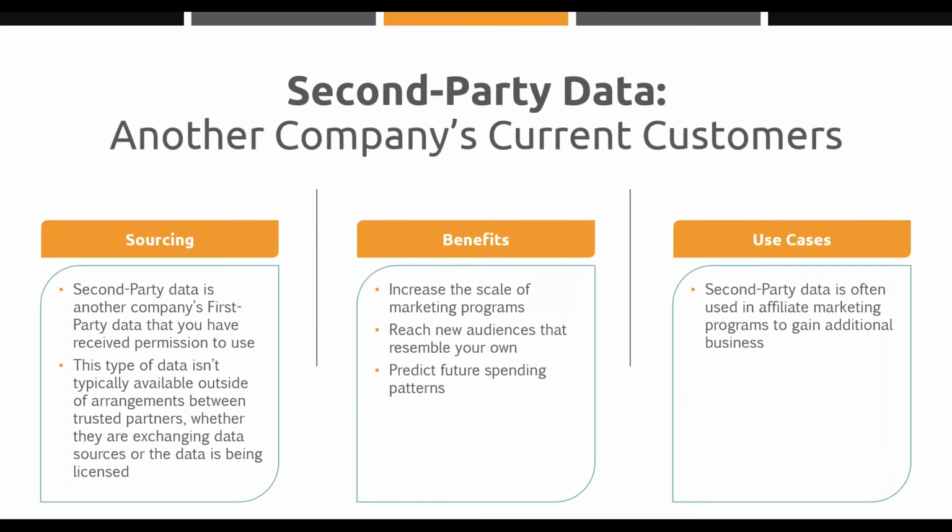Second-party data is likely something that you won't have a lot of exposure to, because second-party data is typically generated when two organizations have received some type of permission or have entered into an agreement to use one another's data. Oftentimes we refer to this as an affiliate marketing program or affiliate data. This type of data isn't going to be available outside of these arrangements between trusted partners.